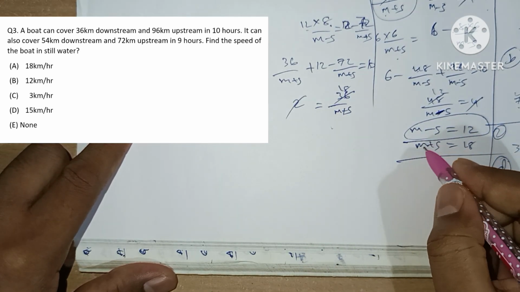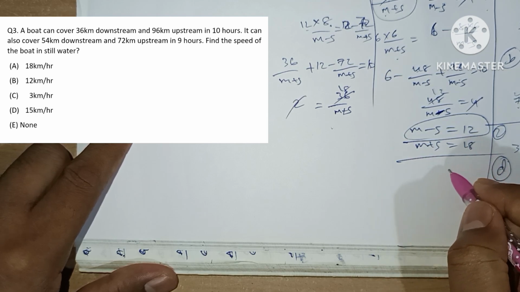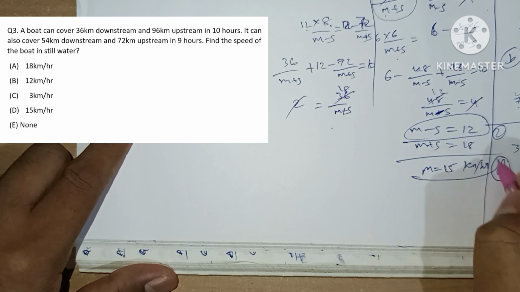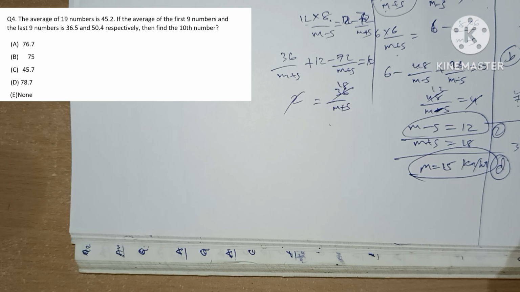So we need to find the value of m. The sum of these two divided by 2 will be our answer. 30 divided by 2, so 15 is the answer. 15 kilometers per hour is our answer. Next we are going to see question number 4.